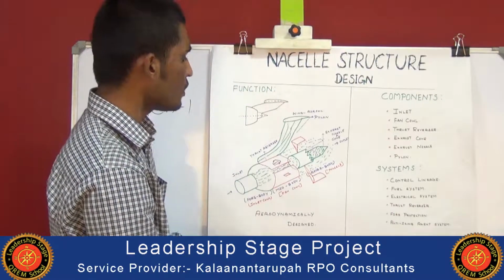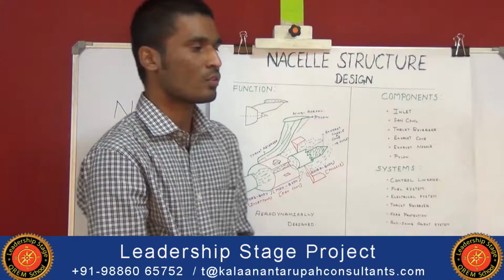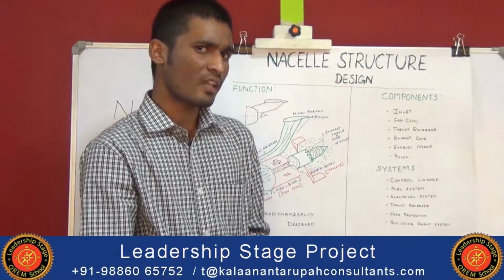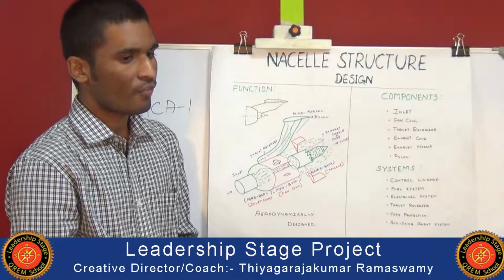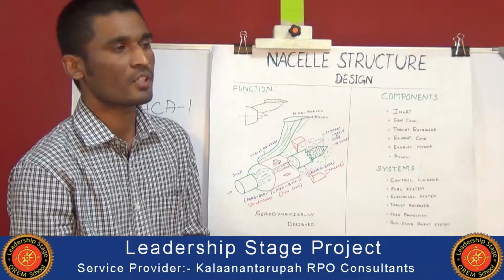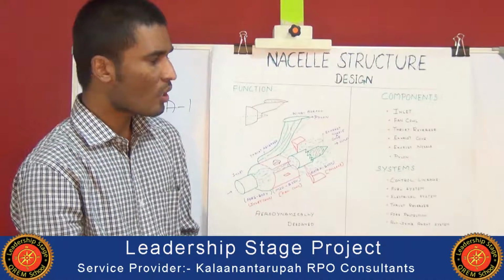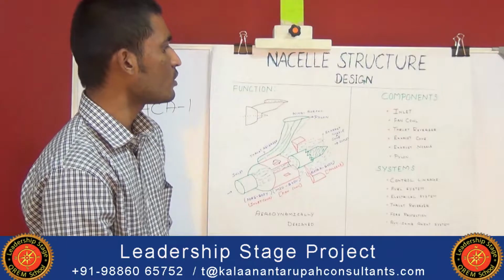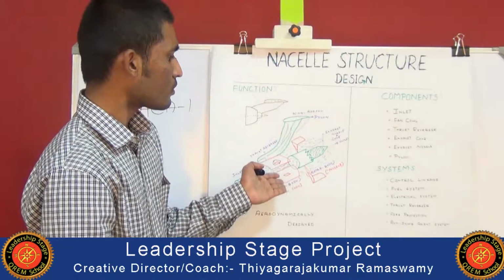The next one is the exhaust cone. The exhaust cone is fixed at the center of the after body. The main function of the exhaust cone is to direct the exhaust thrust through the exhaust nozzle. And it has to be manufactured from extreme high temperature resistant materials like titanium, as well as Inconel. These are the materials which can withstand the high temperature of the engine.